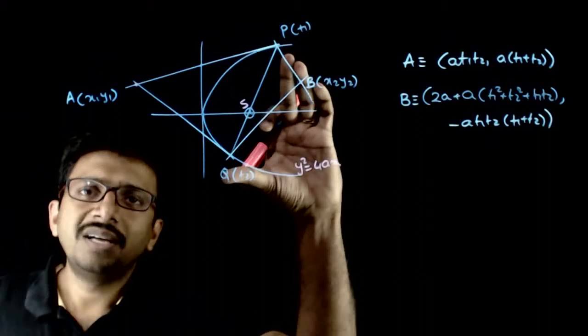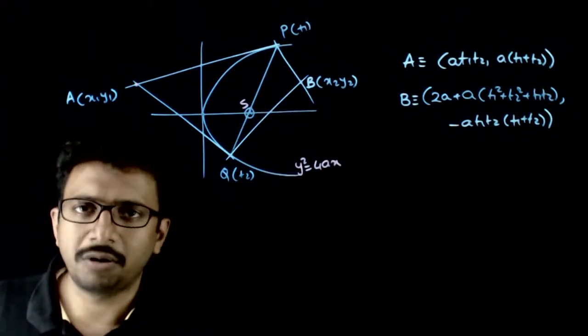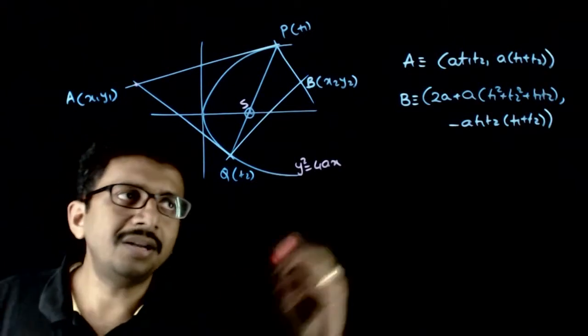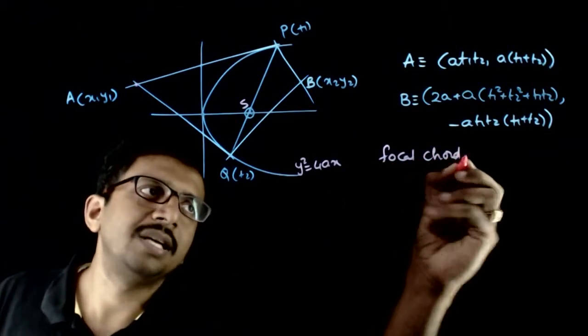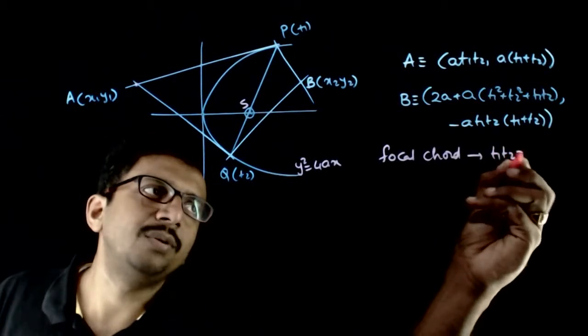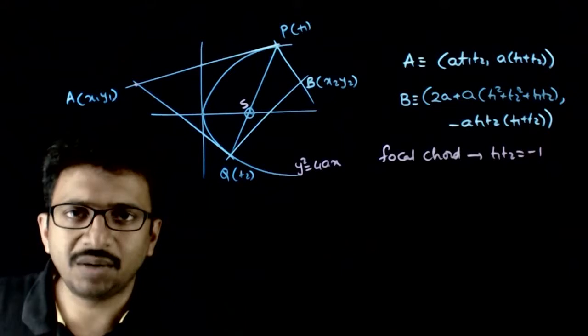Now we are looking at a special case where PQ is a focal chord. What is the condition for a focal chord? The condition for a focal chord is nothing but t1 t2 equals minus 1.